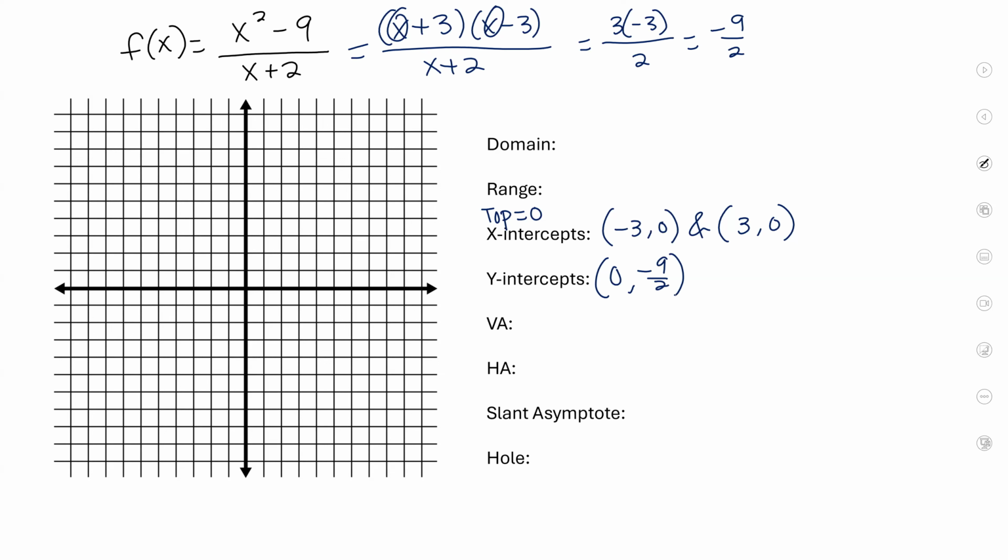Your vertical asymptote, you set the bottom equal to 0. If you solve it, you get negative 2. This is big on top, so the horizontal asymptote is none. However, we do have a slant asymptote, and the coefficient is 1, so I can do synthetic division.